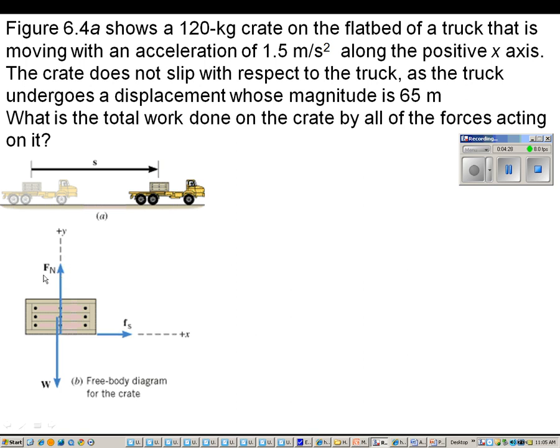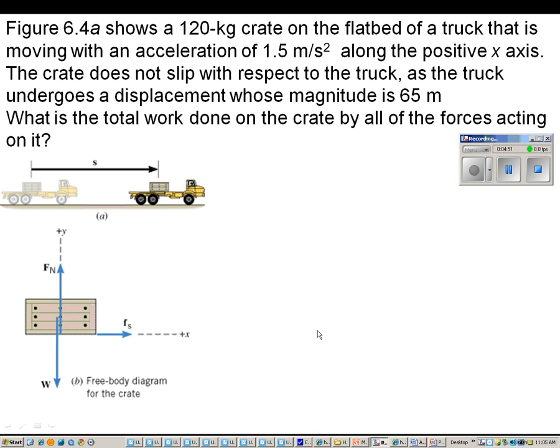So the work done by the normal force is 0, which also means the work done by the weight is 0. So the only work being done is by this static frictional force, which is causing this box to move forward. If there was no friction between the bed and the box, this box would slip off the car. So the force of friction is what's causing this thing to move forward.